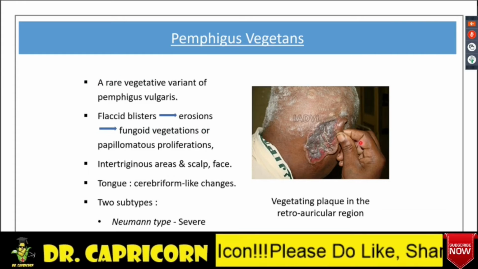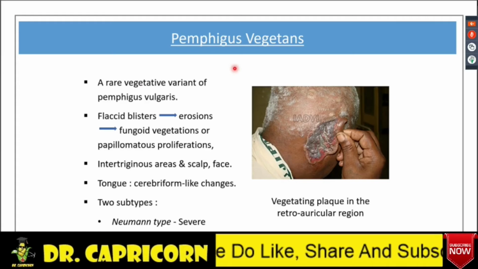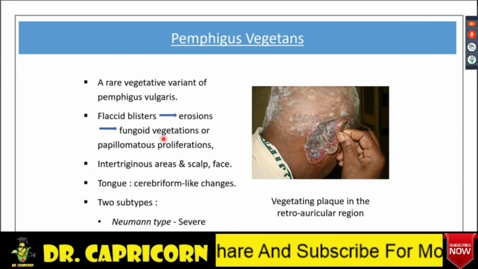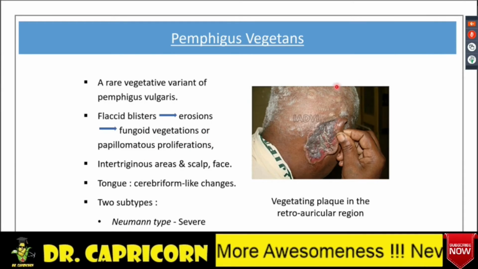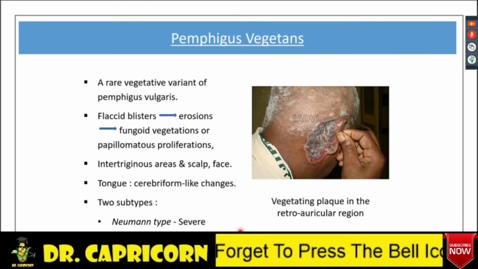Now, another is pemphigus vegetans, a variant of pemphigus vulgaris. These are flaccid blisters initially formed, they erode, then they form vegetative lesions or papillomatous proliferation, and commonly they are found in the intertriginous areas. Intertriginous means between two folds, like groins, behind the ear. You can find it on the scalp, also face, and sometimes on the tongue.